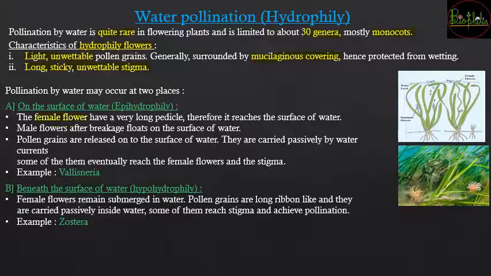So here the female flower for the epihydrophily is going to have a very long pedicel. That is, the female flower is going to be tall enough that it is going to reach the surface of the water. अब मेल फ्लावर्स जो होते हैं they are going to release the pollen grains onto the surface of the water. So surface of the water पे पहुंच गए हैं pollen grains and the female flower is ready to trap these pollen grains on the surface of the water. So when the pollen grains are going to be carried passively by the water currents, they are going to eventually reach the female flowers and then the fertilization is going to occur. अब ये surface of the water पे हो रहा है, so this is going to be epihydrophily and this type of pollination is seen in Vallisneria.